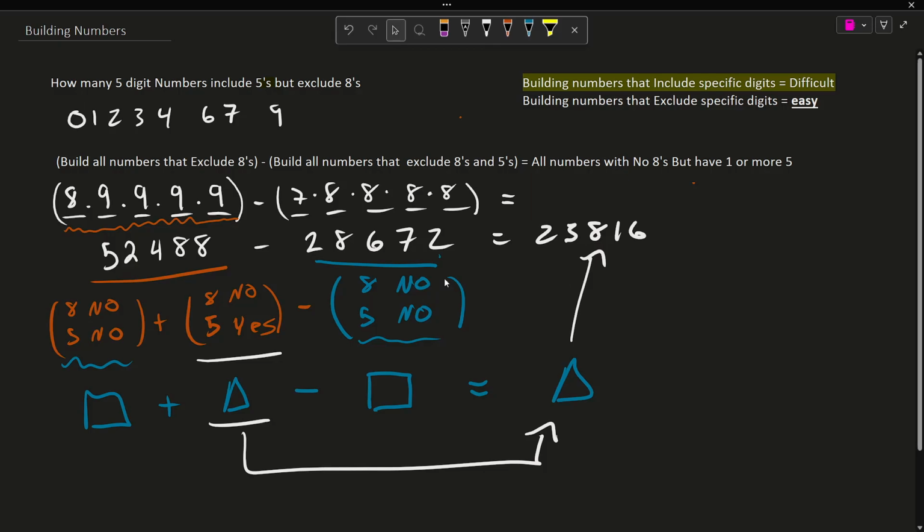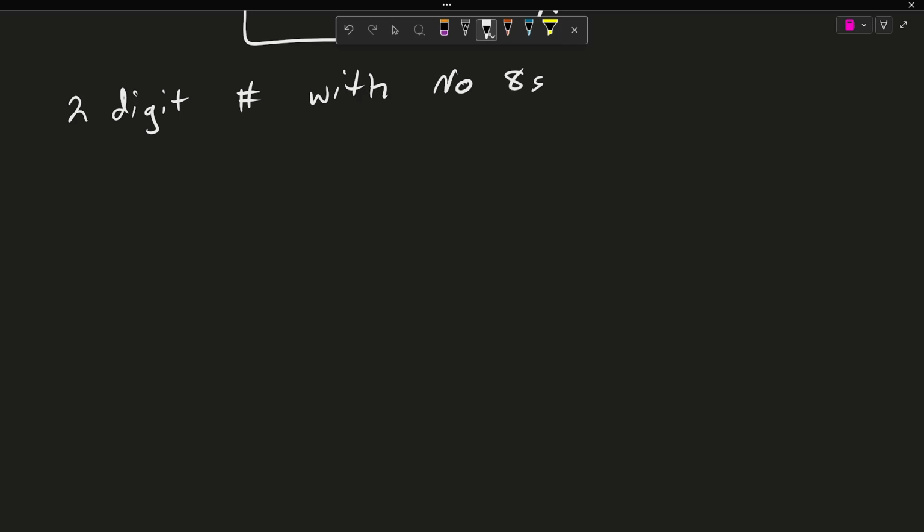Okay? Let's do this in a more simple situation, just so you can see that it actually works. Okay? So instead of a 5-digit number, I'm going to build a 2-digit number with no 8's, but including a 5. Okay? But includes a 5. All right.